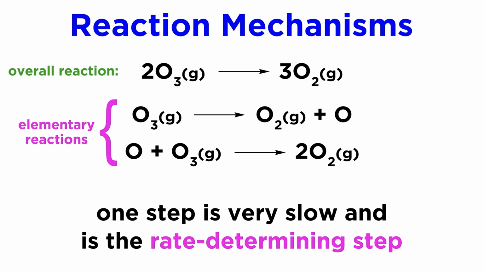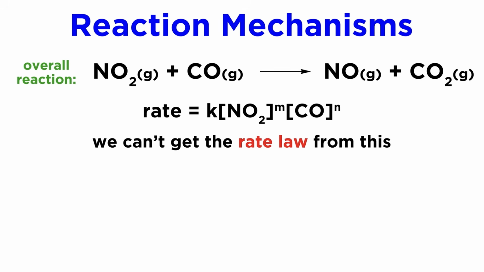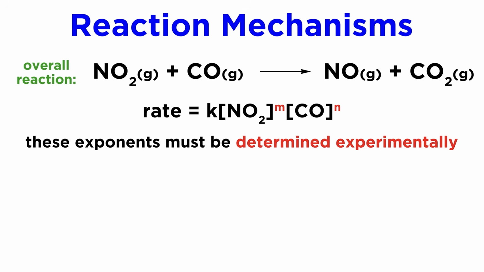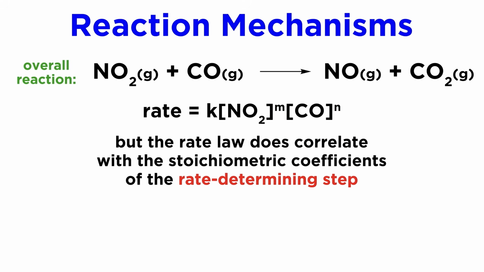What can the rate-determining step tell us about the rate law? Well, we know that the rate law for some chemical reaction, like this one here, cannot be found using the stoichiometry of the overall reaction. These exponents must be determined experimentally. But if we have the reaction mechanism, things are a little different. The exponents in the rate law can be determined by looking at the stoichiometry of the rate-determining step from the reaction mechanism.